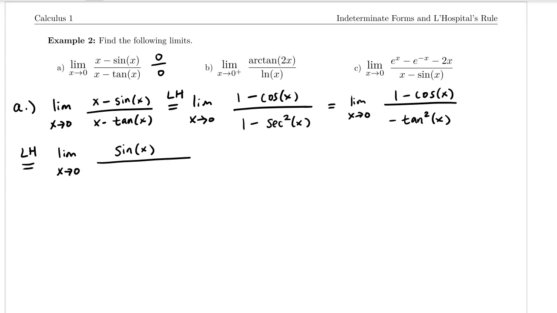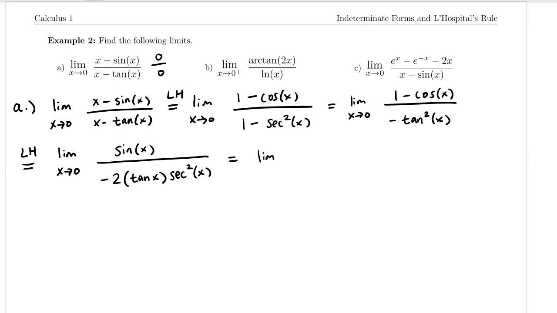And then for negative tangent squared x, I'm going to use the power rule and bring down the 2. And then I still need to use chain rule, so I'm going to multiply by the derivative of tangent, which is secant squared x. So from here, I want to use some trig identities that will help us so that we don't get 0 over 0, because right now, if I plugged in 0 for x, sine of 0 is 0, and tangent of 0 is 0, so we would still get the indeterminate form. So let's see if we can use some trig identities.